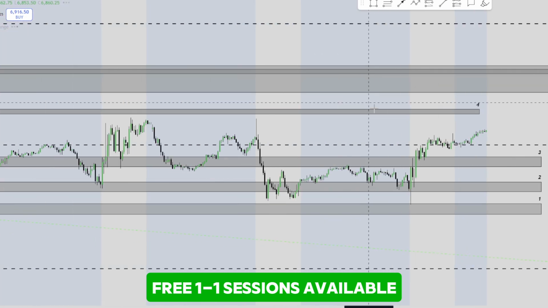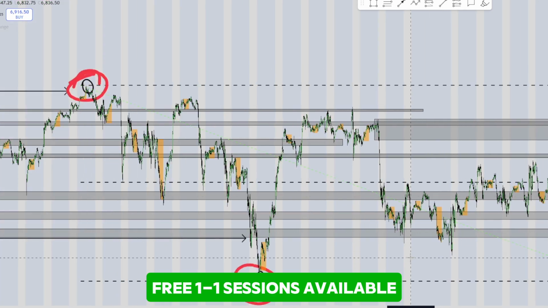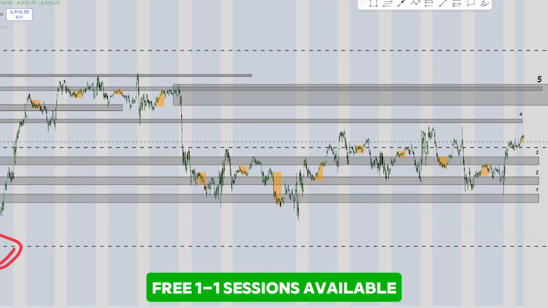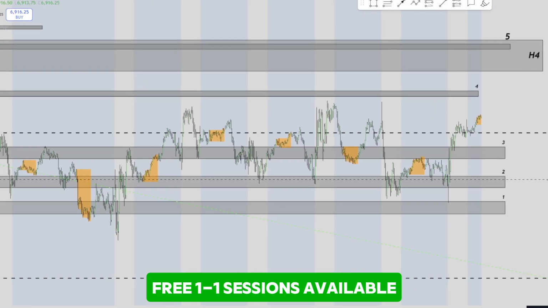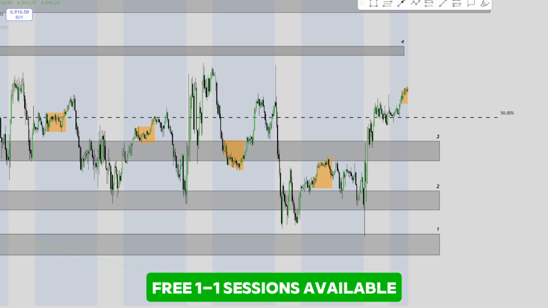Now, the good thing is once you have your higher time frame analysis down, the 15-minute time frame is actually the same. What we can see on the 15-minute time frame is we are in the discount. We are below the 50%. So this is where the PD array actually is, right?